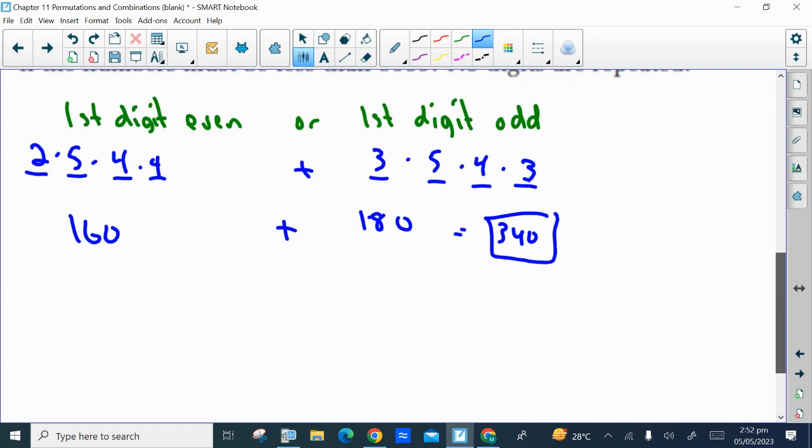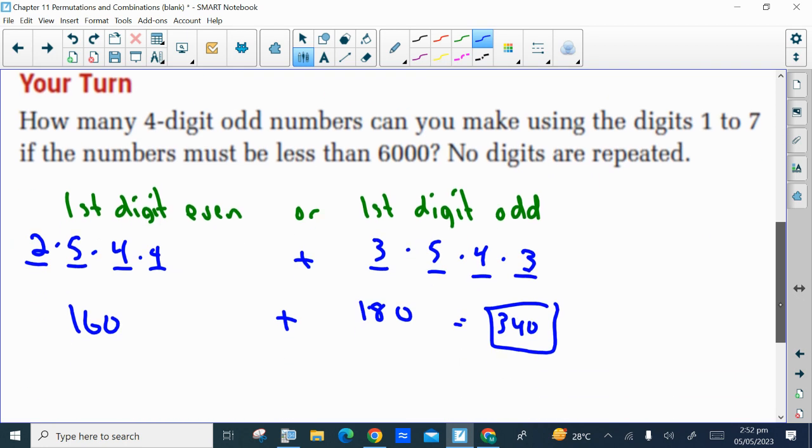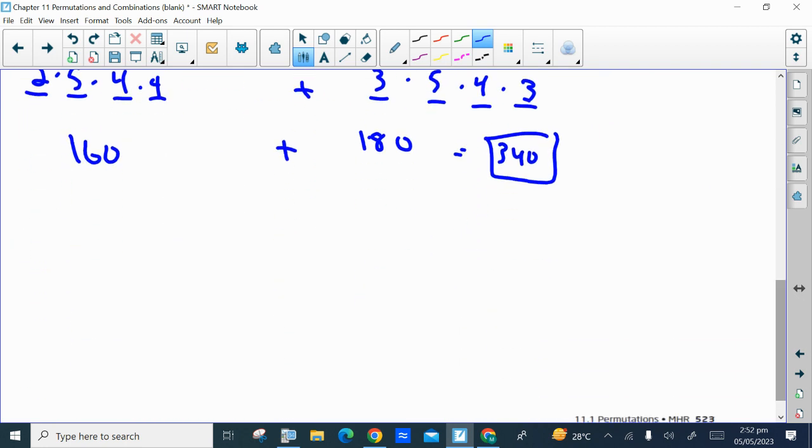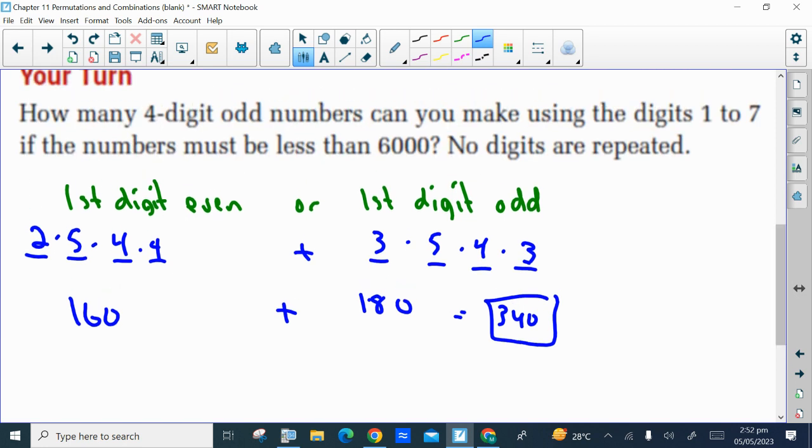Okay? So next week we'll start looking at combinations when order doesn't matter. Yes? For the first digit even, why did you put 4 twice? So if the first digit is even, there are 4 choices for the last digit. The number has to be odd, so the last digit has to be odd. That means it can be a 1, a 3, a 5, or a 7. 4 choices. Good?